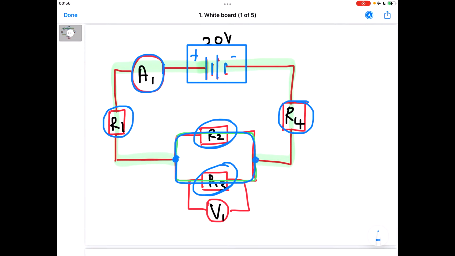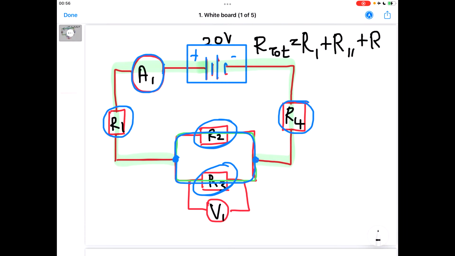So again, with regards to the resistance, in this case the total resistance is going to be R tot. It's going to be equal to R1, which is connected in series, plus R parallel, and then plus R4 because that one is in series.